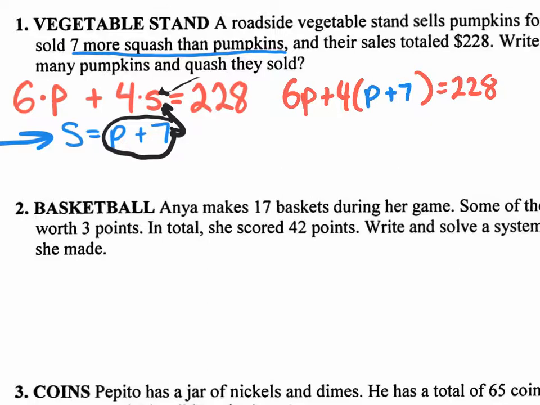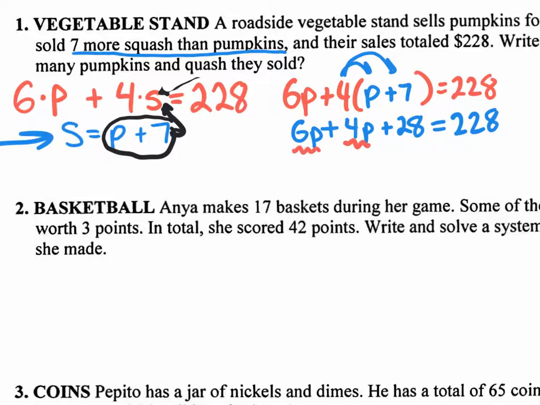Okay, so now let's solve this multi-step single variable equation. So 4 times P is 4P. 4 times 7 is 28. Let's bring down the plus and the 6P, bring down the equals and the 228. Oh, thank you very much. Sorry about that. See, when you go too fast, you make mistakes. Even me. Let's combine like terms here. 6P plus 4P, that's a total of 10 P's, plus 28 equals 228.